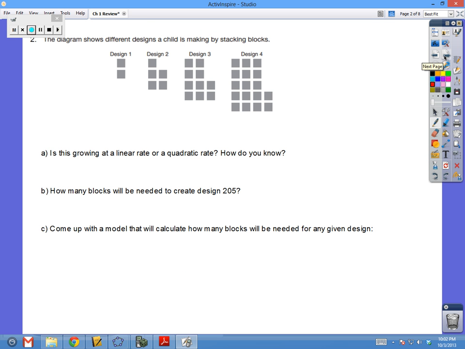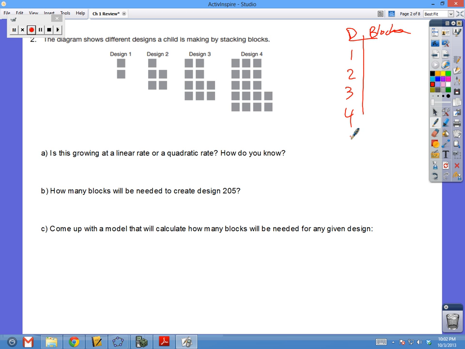Okay, number 2. The diagram shows different designs the child's making by stacking blocks. So assume the design continues. Is this growing at a linear rate or a quadratic? Well, one way to tell is you can make a table. So this is a design and this is blocks. So design 1, design 2, design 3, design 4.